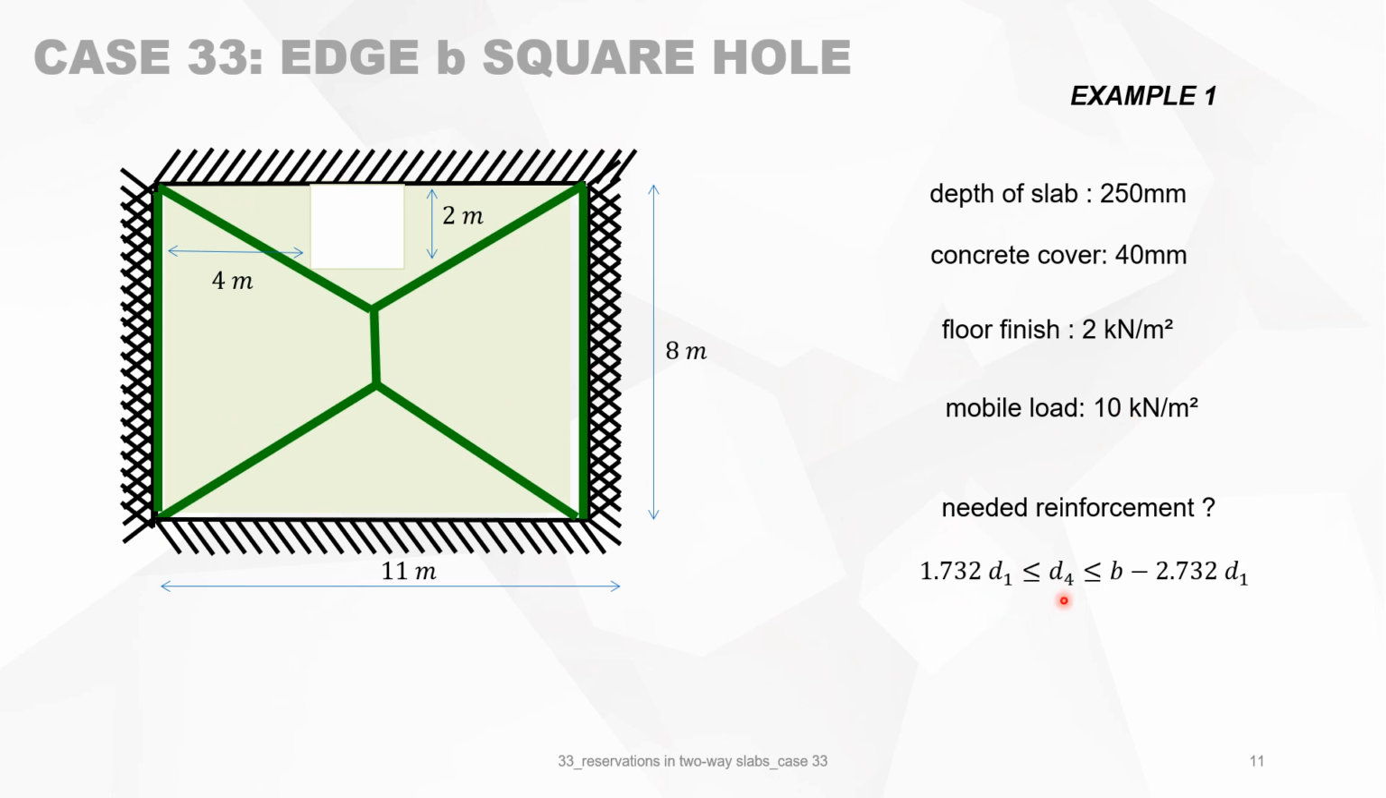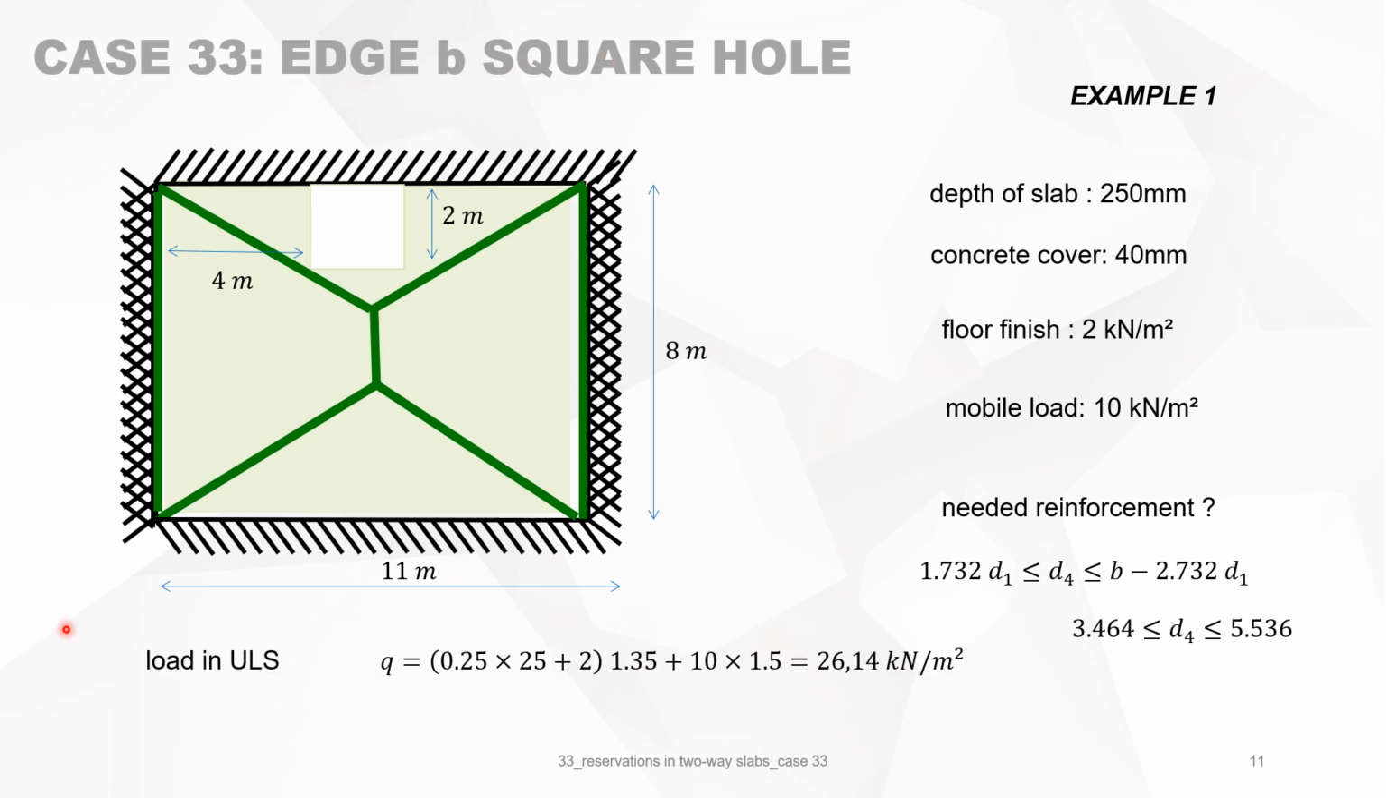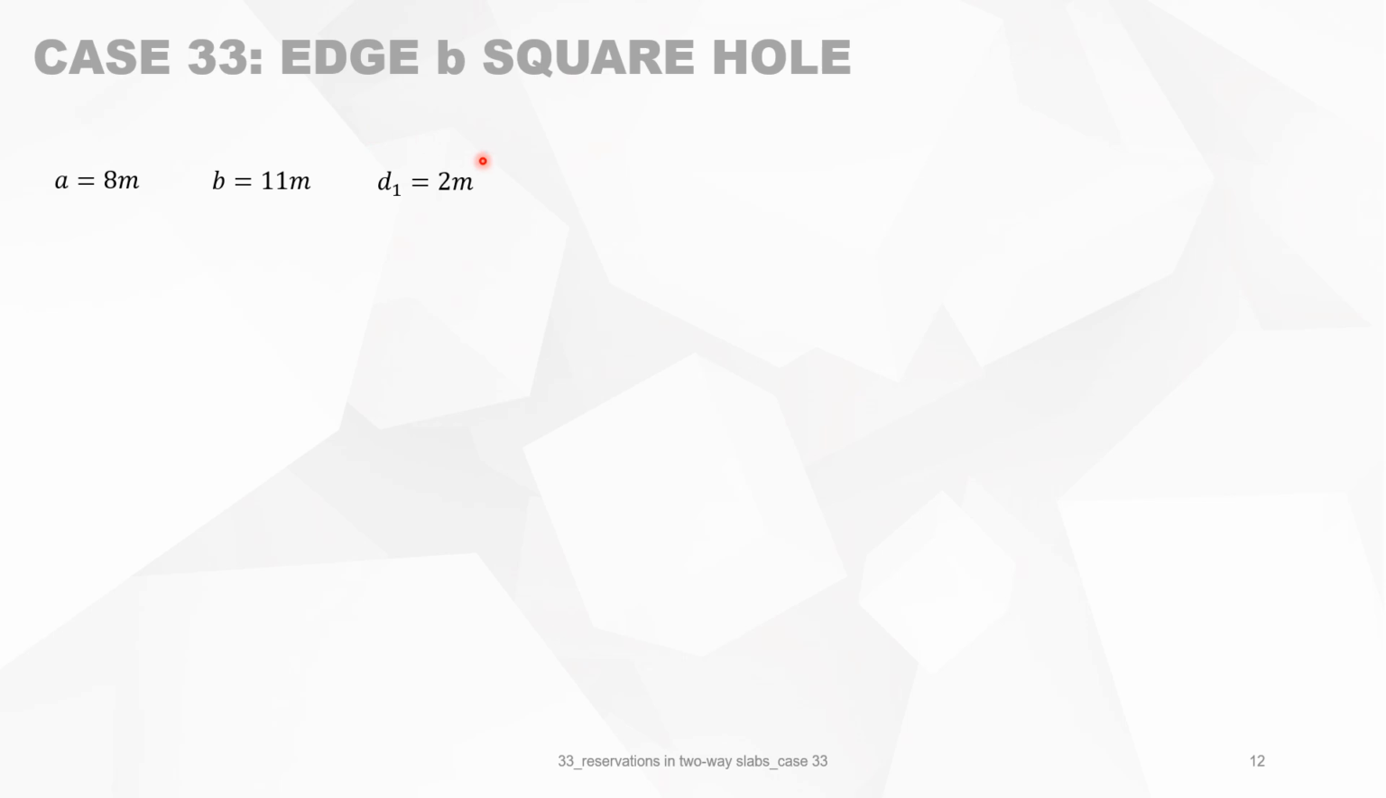We check the boundaries, and D3 must be between those two boundaries. So we see that D1 is 2 meters and B is 11 meters. So we see that D3 must be between 3.4 and 5.5. So it's 4. So it's okay. It's an edge B square hole base 33. Loads in ultimate limit state, 1.35 times the permanent loads plus 1.5 times mobile loads, gives you 26.14 kilonewton per square meter. These are the parameters of the example that we are looking for.